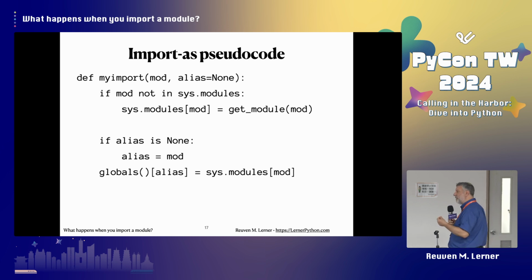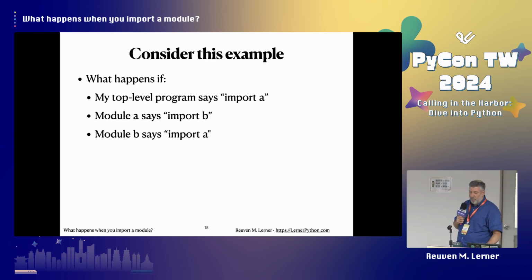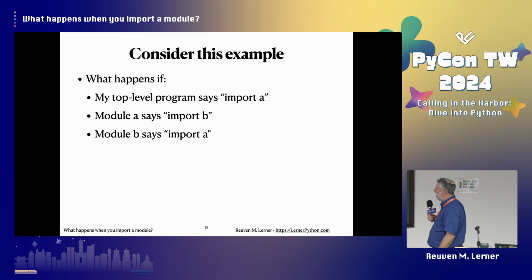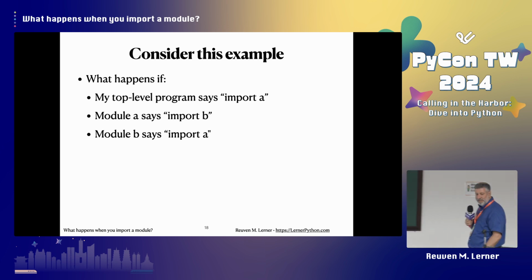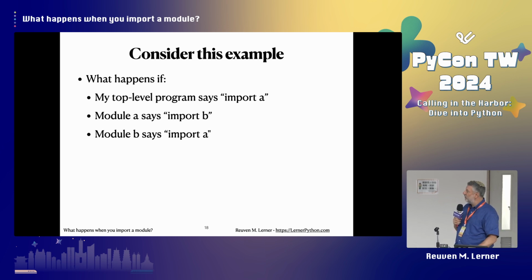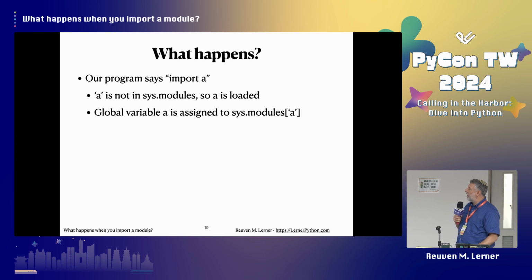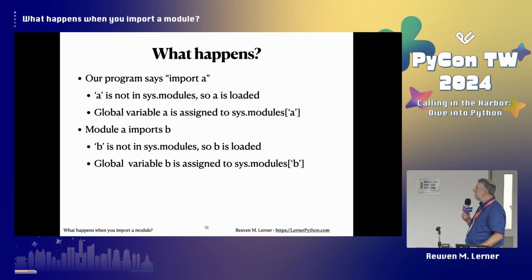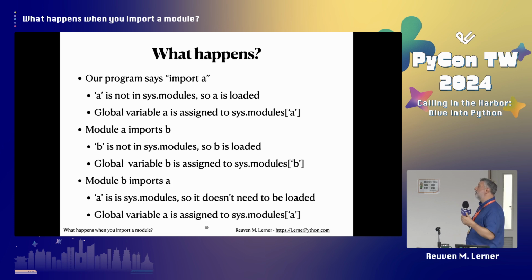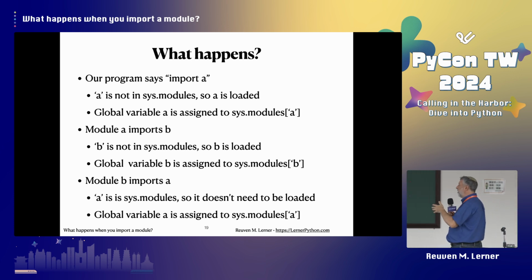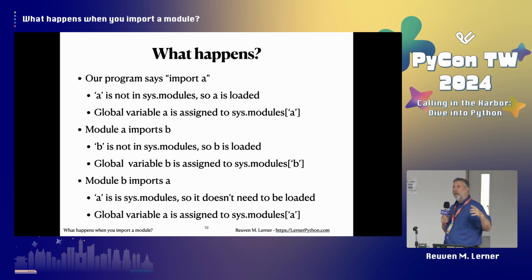So now that we've seen what happens when we import and what happens when we import as, we can go back to what I said before. What happens if my program says import A, module A says import B, and then module B says import A? How does this make sure that we're not going to get an infinite loop? Basically, okay, our program says import A, and A is not in sys.modules, so it's loaded. And then we assign to the global variable A. And then module A loads B. So B is not in sys.modules, so B is loaded. And the global variable B is assigned to sys.modules B. So far, so good. And then B imports A, and A is already in sys.modules. So we don't need to load it, but we do assign the variable. And this is how we avoid infinite loops. But this is why also we don't have to worry about the variables being defined. They will be defined.